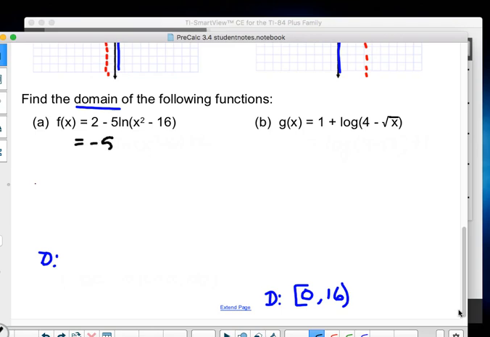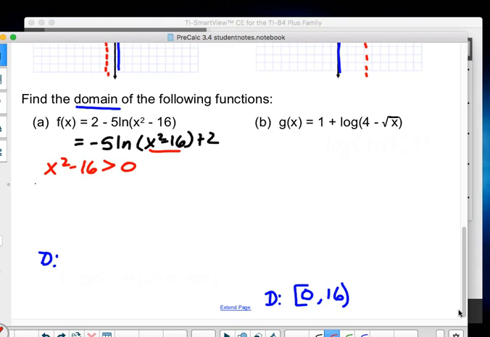So I got -5 natural log of x squared minus 16 plus 2. But I could care less about the rewrite because right now I know my domain. My domain restriction is really all about x squared minus 16. And we did something like this last week. I want you to know that when x squared minus 16 is greater than 0, that's important. That's where my domain exists.